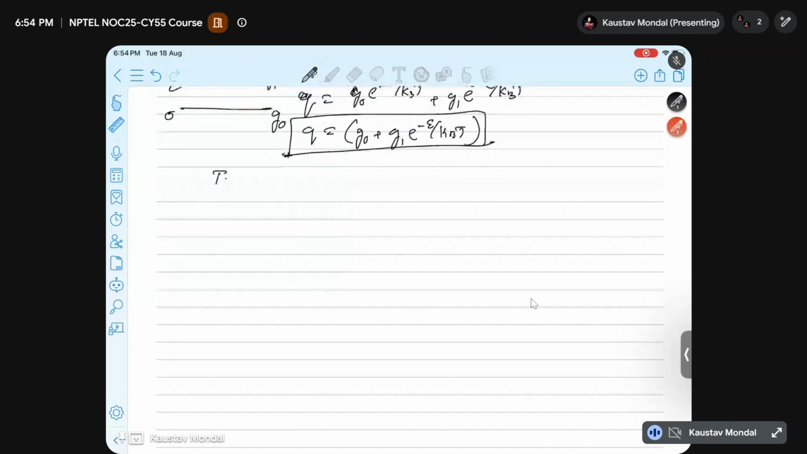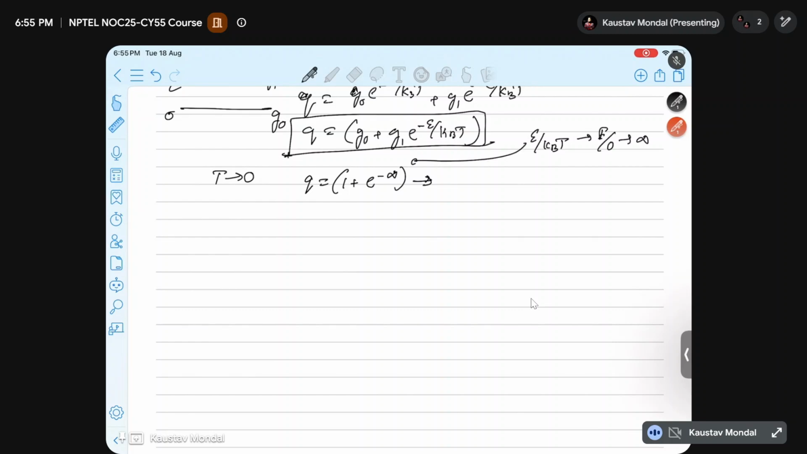Now if you put T tends to 0, very low temperature, Q will become 1 plus e to the power minus infinity. T tending to 0 means epsilon by kBT becomes infinite, so e to the power minus infinite is nothing but 0. So Q will become 1.